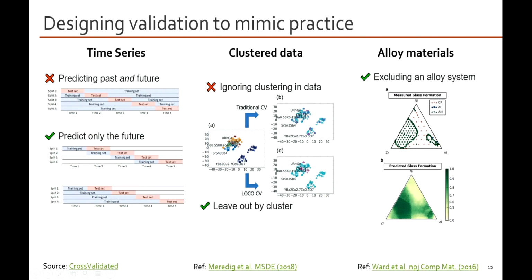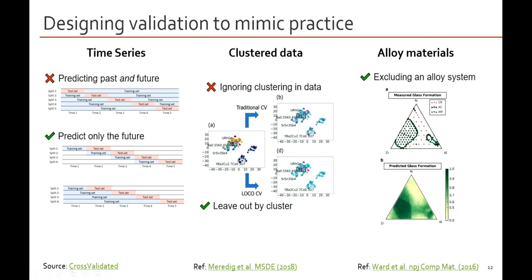And there are a few different ways that you can design better validation algorithms that are all based on the concept that you want to mimic your data, or the ways you partition your data, based on how you're going to use that model later to, say, design a new material.